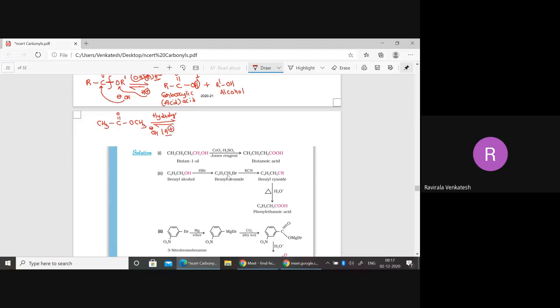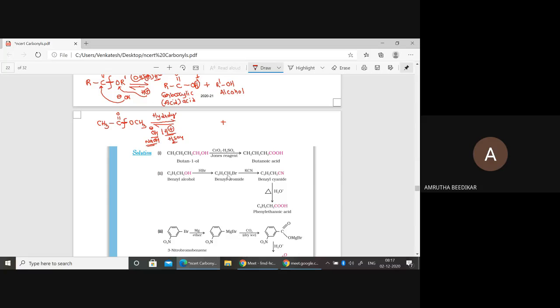H plus means you can add H2SO4. OH minus means we can add NaOH or KOH. These are the reagents we can take: for basic hydrolysis, take NaOH or KOH; for acidic hydrolysis, take H2SO4. Now tell me what products we are going to have here. Where do we have to break the bond here? Here we need to break the bond. Now tell me what product we are getting here.